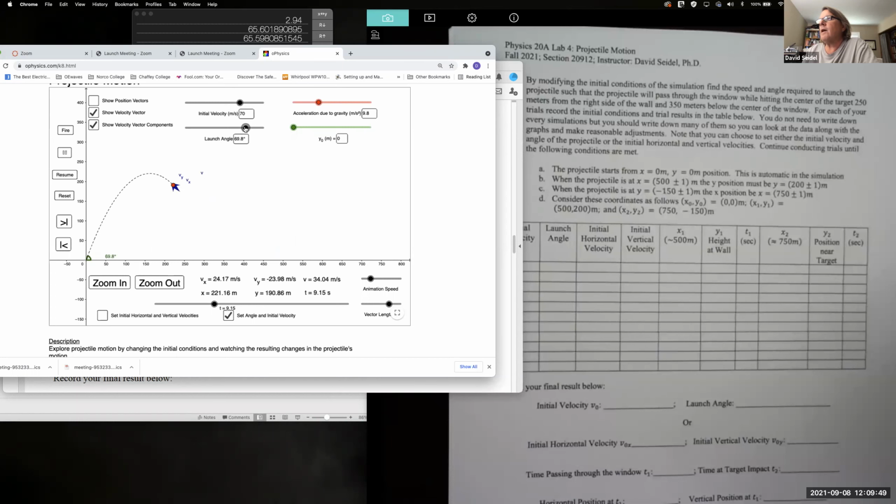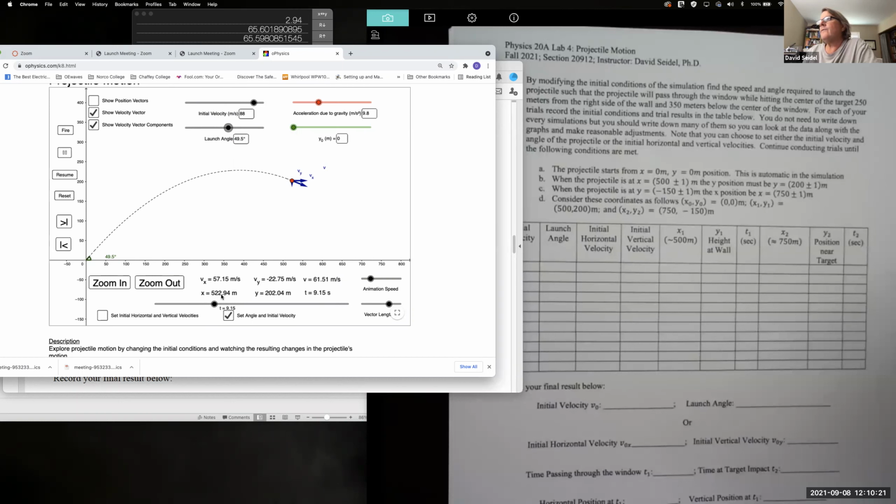I'm increasing it a lot. Okay, look there. At least I'm above 200 meters here, but I'm nowhere near 500 meters in X. So I'm going to increase my velocity. Okay, that got some of each, but it made this one big. Now I'm going to reduce my launch angle again. Okay, and you see, I'm starting to get in the ballpark here.